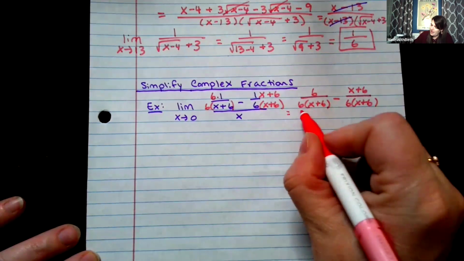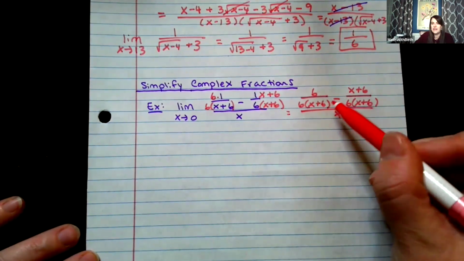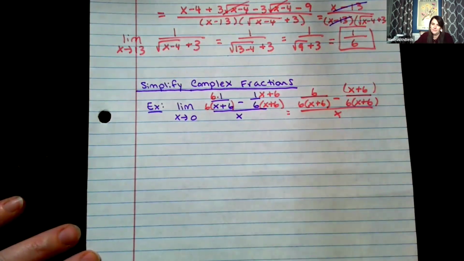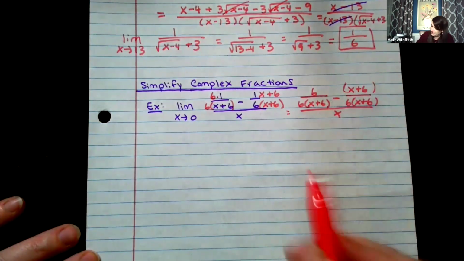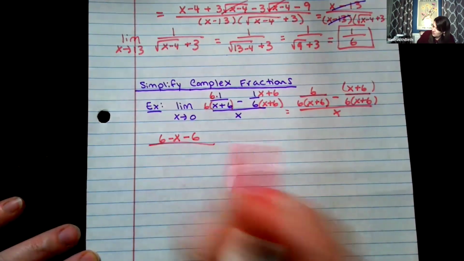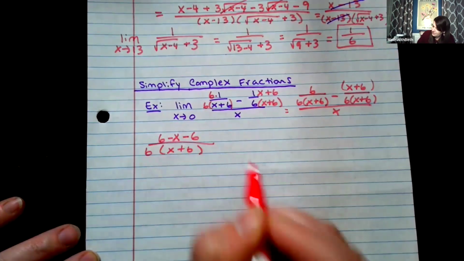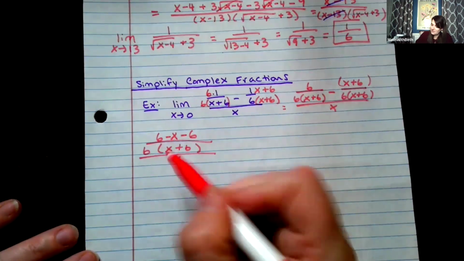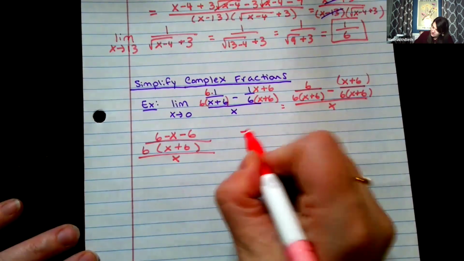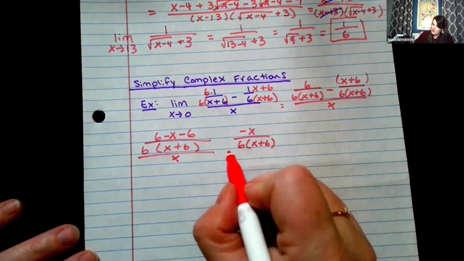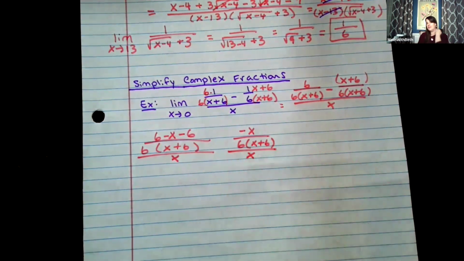And now they match to be able to combine that. I just need to be careful because that negative is going to need to be applied to the x and the 6. Right? Because it's like 6 minus all of this. So it turns into 6 minus x minus 6 all over the common denominator. And then don't forget, that's all over x, which we're going to deal with in a moment. So this turns into 6 minus 6. So just negative x over 6 times x plus 6 all over x. So now I've made the top nicer by combining the 2 separate fractions into 1 fraction.